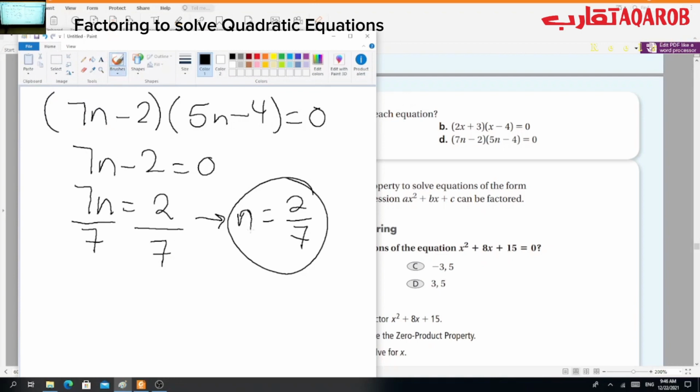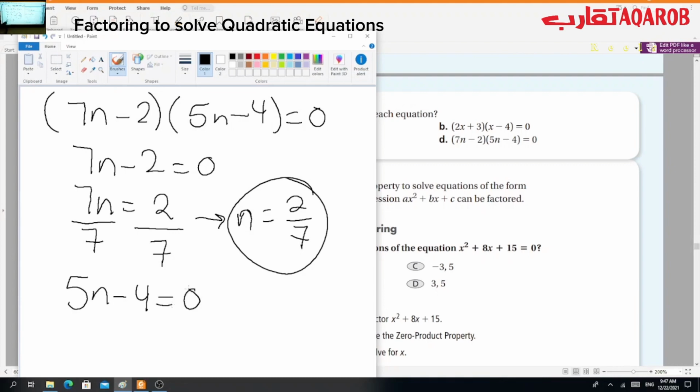In the second case, the second option that I must solve, if these two equal 0, so 5n minus 4 equals 0.